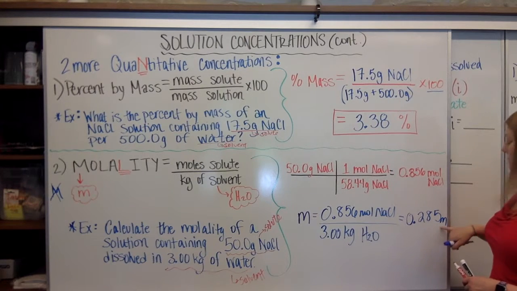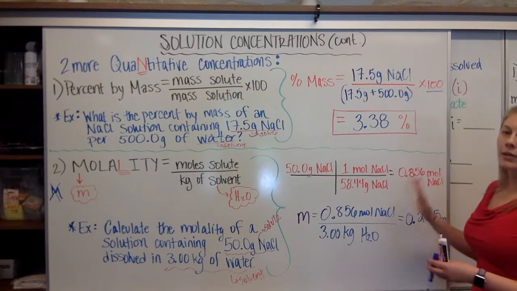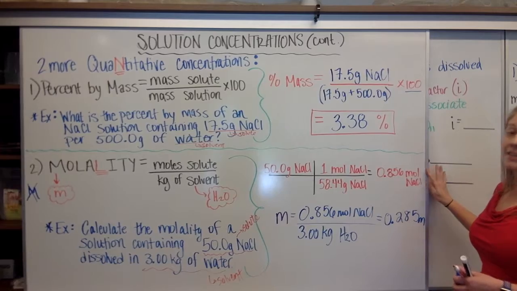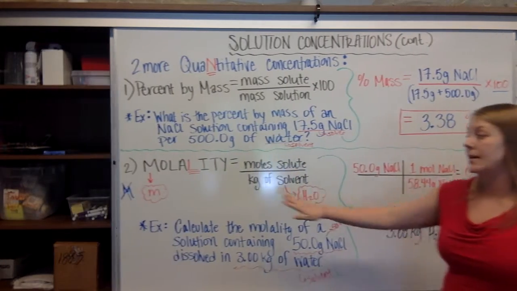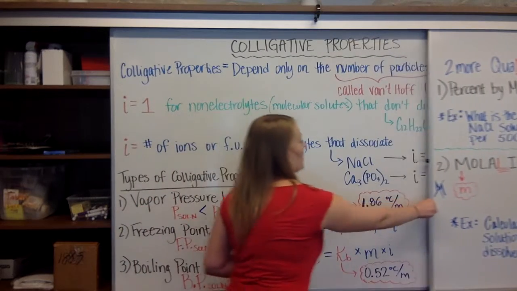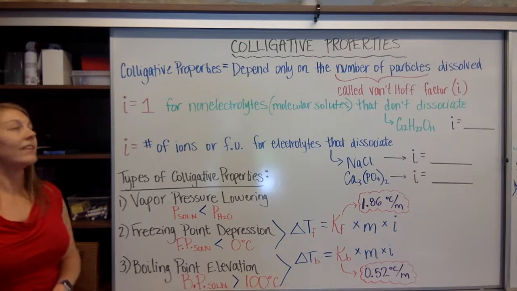Molal, little m, because it's molality. Once you know how to calculate molality, we're going to be calculating temperature changes in boiling point and freezing point. That is what we refer to as colligative properties. So that's what we're going to be looking at now, colligative properties.